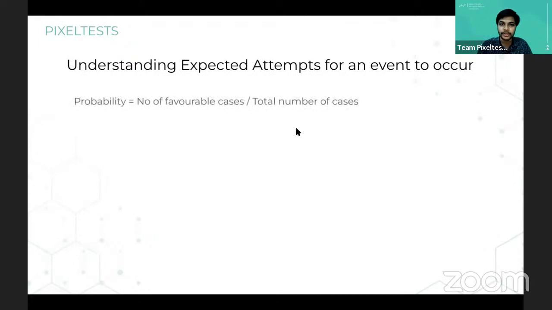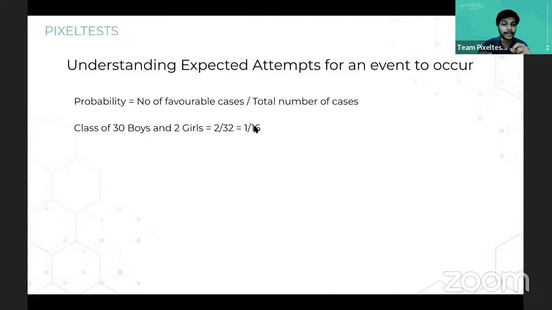Similarly, let's try to put this in context for our blockchain ecosystem. Probability is the number of favorable cases by the total number of cases. Similar to the dice example, let's say there is a class of 30 boys and 2 girls, which is 32 people altogether. What is the probability of opening one chit out of all these names that will be a girl's name? There are 2 girls, which is the number of favorable cases. The total number of cases is 32. So 2 by 32, which is 1 by 16.